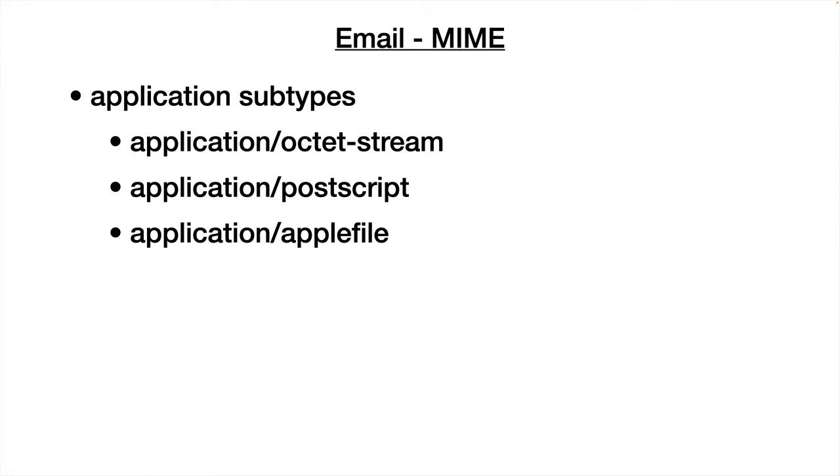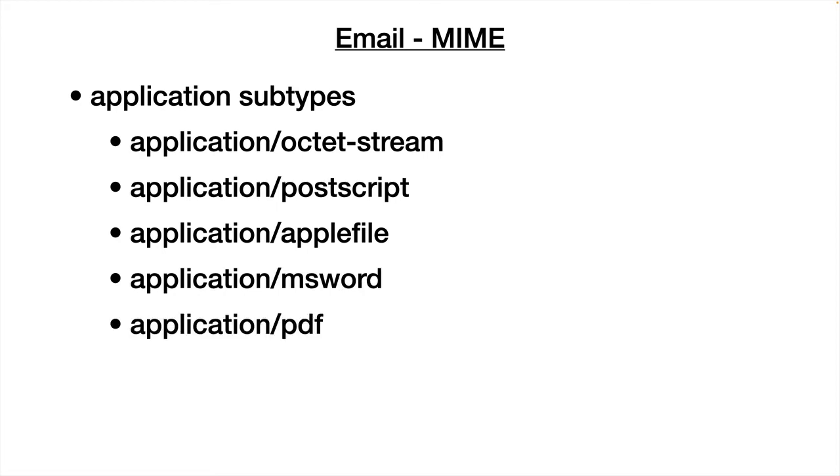We have Apple file. Back before Apple was a Unix operating system, files had a content portion and a resource fork portion, and this was just a way to represent an Apple file so it could be sent in email. MS Word for Microsoft Word. PDF for PDF files. The next one's another vendor one, FrameMaker. I'd actually forgotten about FrameMaker, but we used to have FrameMaker on all of our NeXT machines, and it was very popular. It's a somewhat complicated page layout piece of software.